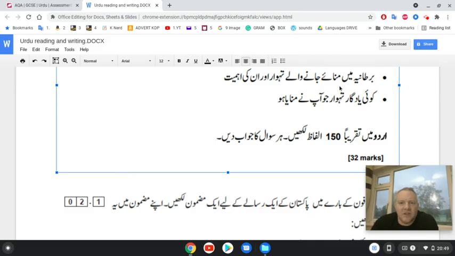Why is it important to celebrate festivals in Britain? So Ahmiyat, important. Tahawar, festivals. So Eid ek Tawar hai. Eid is a festival.